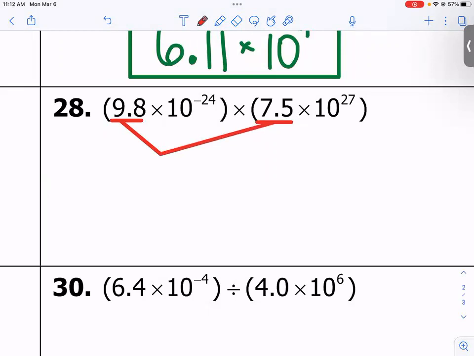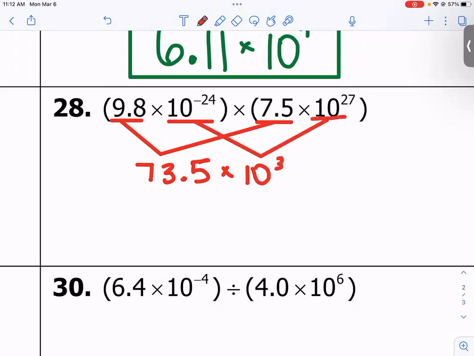Brady, what's 9.8 times 7.5? 73.5. Why are you laughing at me? You said 73.5. It's the same thing. You know that's 73, right? Okay. Times 10 to the what power? Oh, you're asking me. Sorry. So you're saying that negative 24 plus 27 is 3.